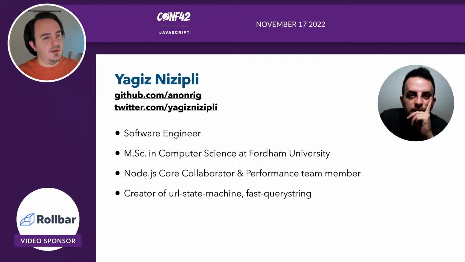I'm Yagiz Nizipli. I'm a software engineer. I'm a master's student at Fordham University. I'm a Node core collaborator and performance team member. I've been mainly focusing on text encoders and decoders and performance in Node.js. I'm the creator of URL state machine and fast query string.